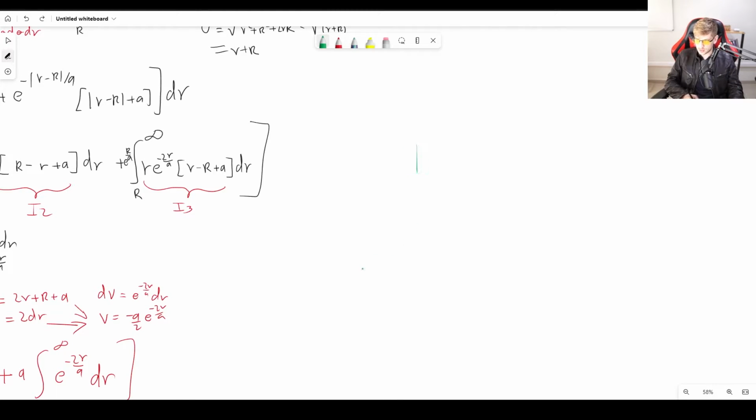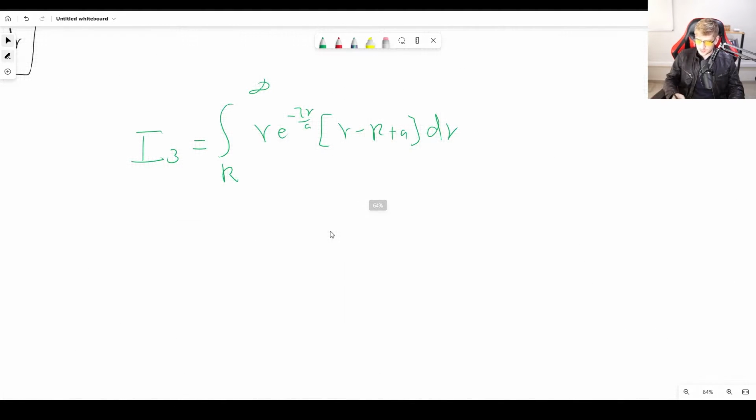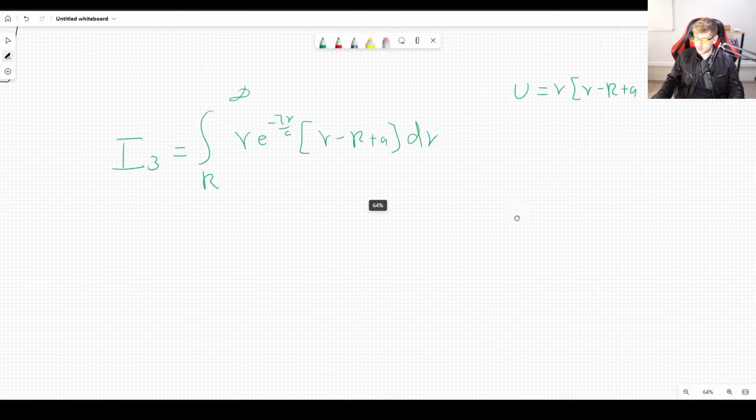Actually, I'm going to do it down here. So I3, this is the integral r to infinity of r e to the minus 2r over a, r minus big R plus a dr. I will use the exact same technique that we used in the first integral. So I will use substitution. I will say u is r times r minus r plus a. You can't see this. Wait a minute. There we go.